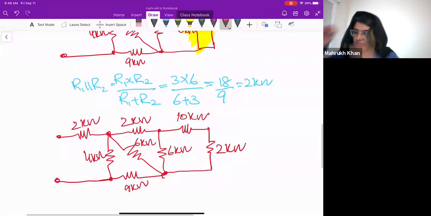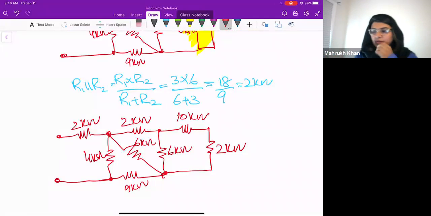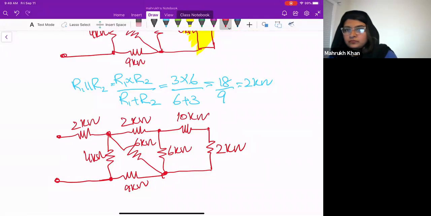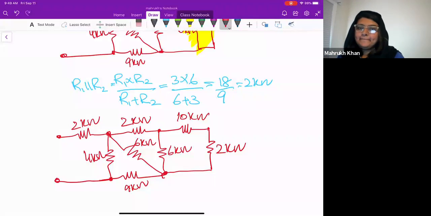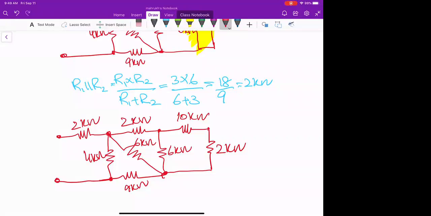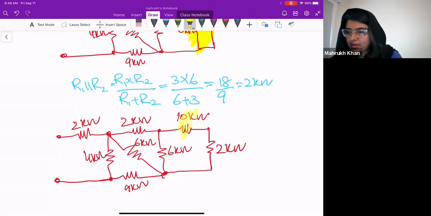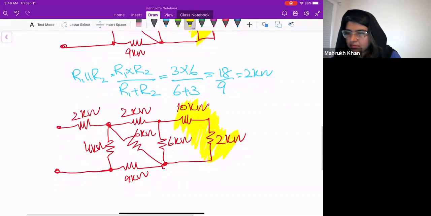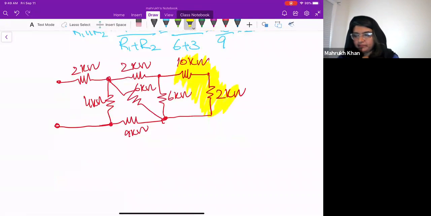Right? So now what do you think? What should be my next step? Combine the 10 kilo ohm and the 2 kilo ohm resistors. Yes. So now I will do this. So how can I combine them? What should be the equivalent resistance here?